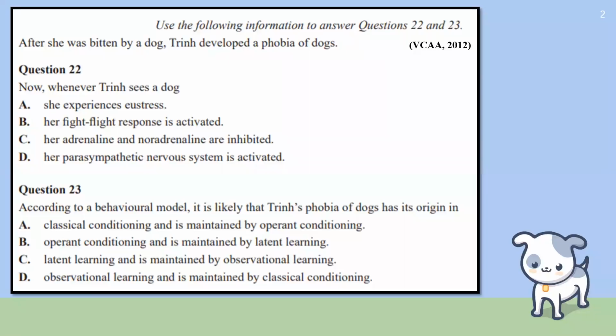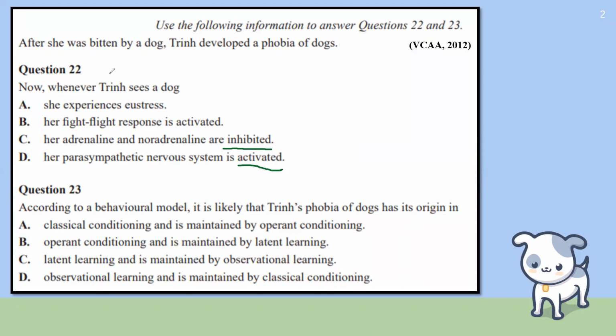So the question was, after she was bitten by a dog, Trin developed a phobia of dogs. So now whenever Trin sees a dog, you've got to choose your options here. So obviously, it's important for us to do this question. You need to know the definitions of certain words, like, for example, inhibited. You need to know what that word means. You need to know what the word activated means, okay? You need to know what is the role of the parasympathetic nervous system. All of these terms you need to know in order to choose the best answer.